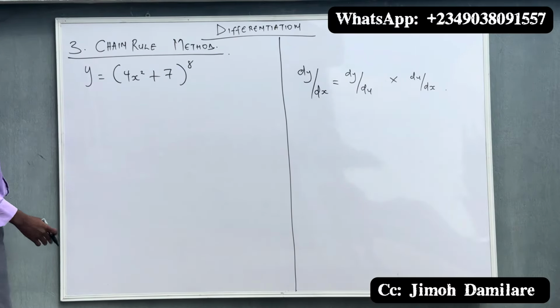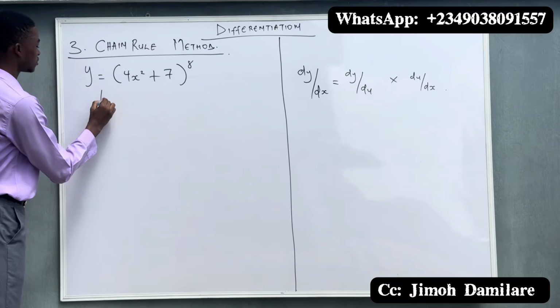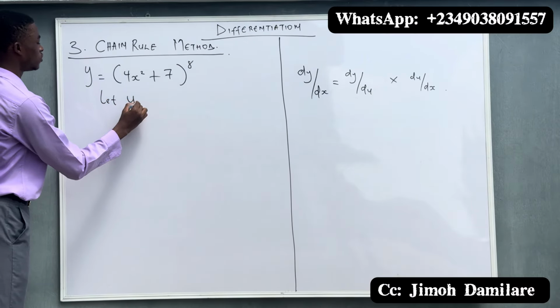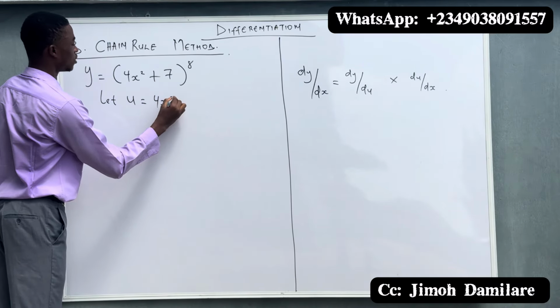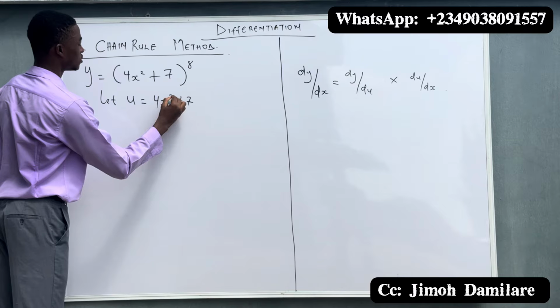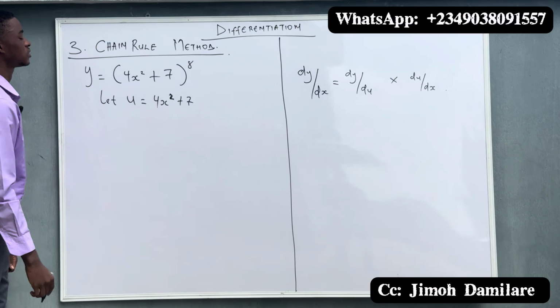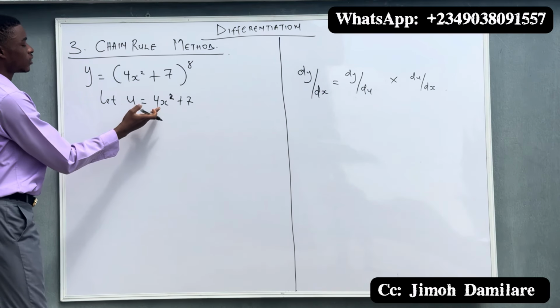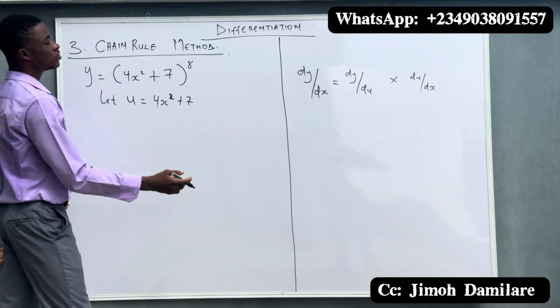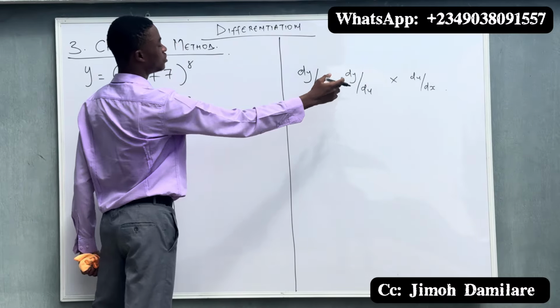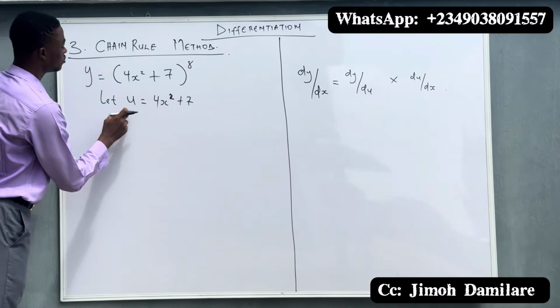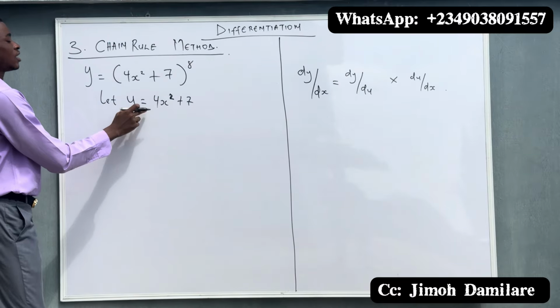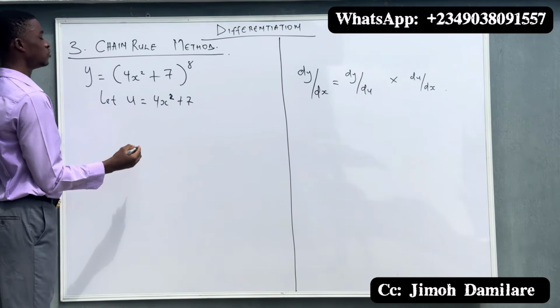So in this case, we said the first step is to let u be equal to everything that we have in the bracket, which is 4x squared plus 7 in this case. So we have 4x squared plus 7. So we can see u and we can see x. So we need to get our dy over du and also the du over dx. So now that we have u and x, we are going to differentiate u with respect to x. And this way, we are going to get our du over dx.